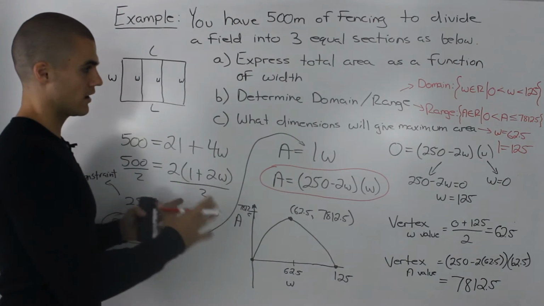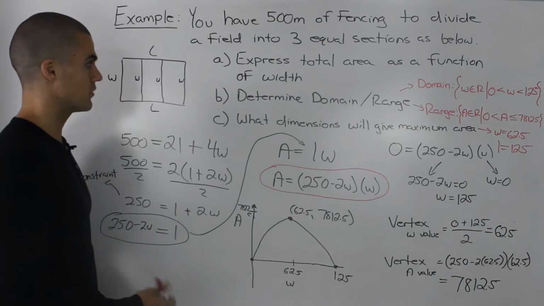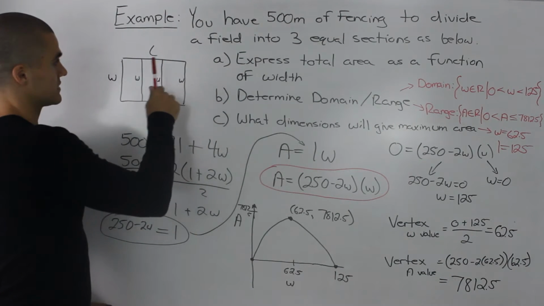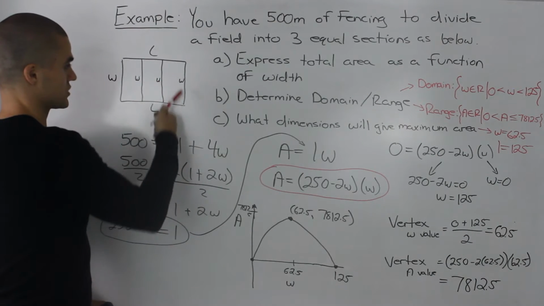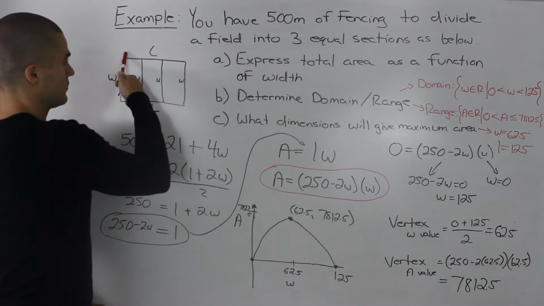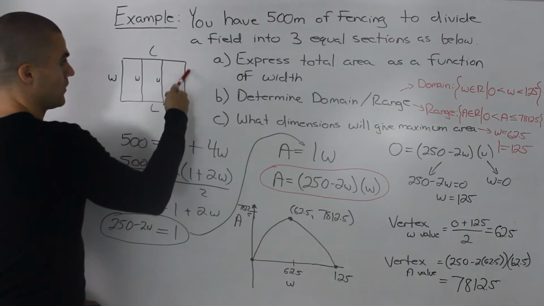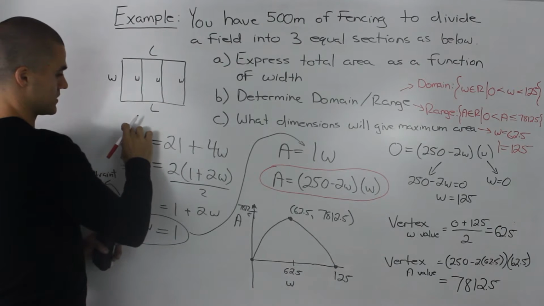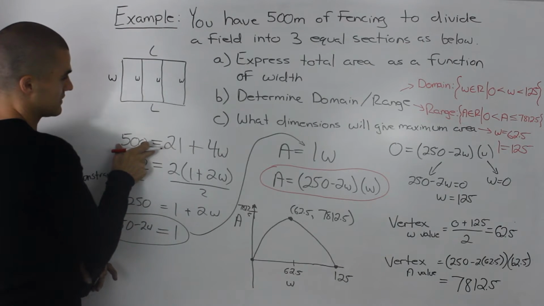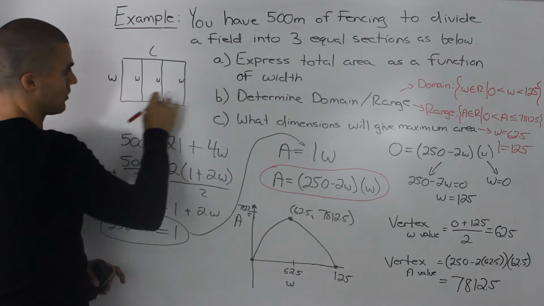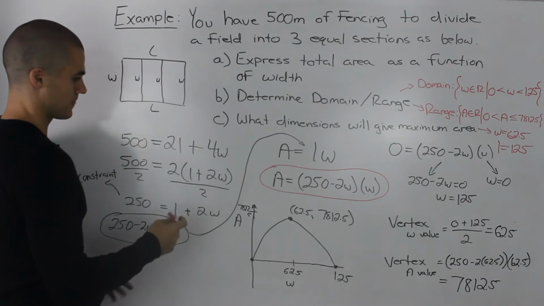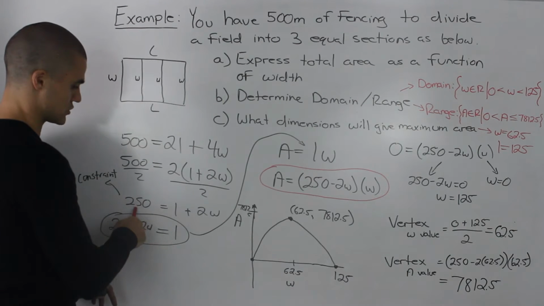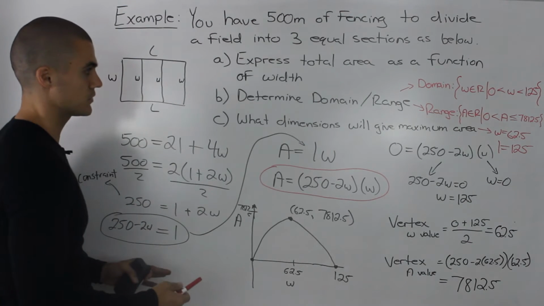So there was a lot that went on in this question, so let's do a recap of what we did. So we had 500 meters of fencing, and we had to divide a field into 3 equal sections as shown here. So we labeled the length of the field as L and the width of the field as W. So now what we did was we took our constraint of 500 meters of fencing and made it equal to each part of the fence in this diagram. And then we simplified the constraint and got it down to 250 equals L plus 2W.